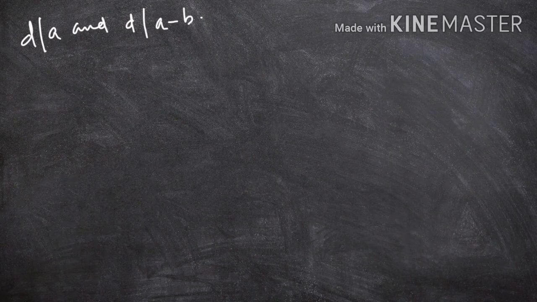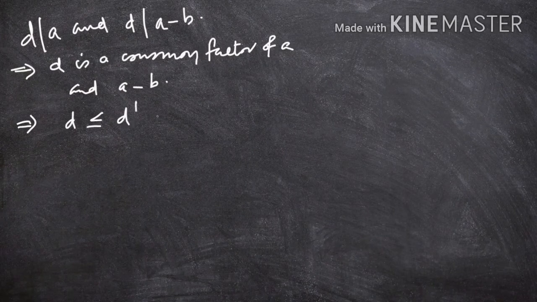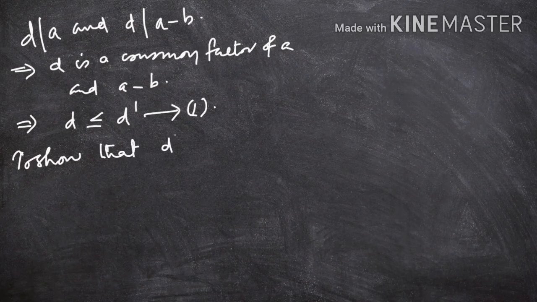Then by the property of divisibility we can say that D is a common factor of A and A minus B. And what is the GCD of A and A minus B? D dash. So we can say that D is less than or equal to D dash. So we have got one inequality. Now we need to show that D dash is less than or equal to D.